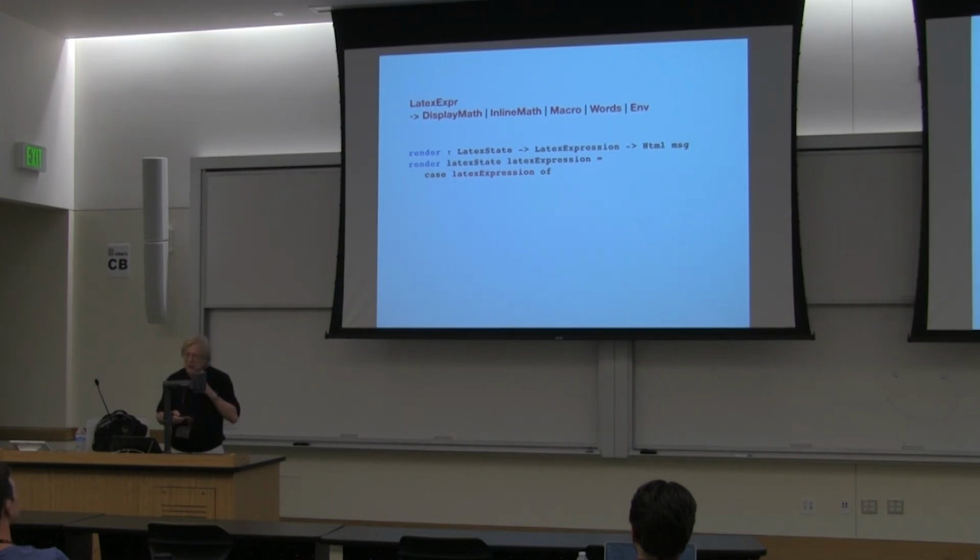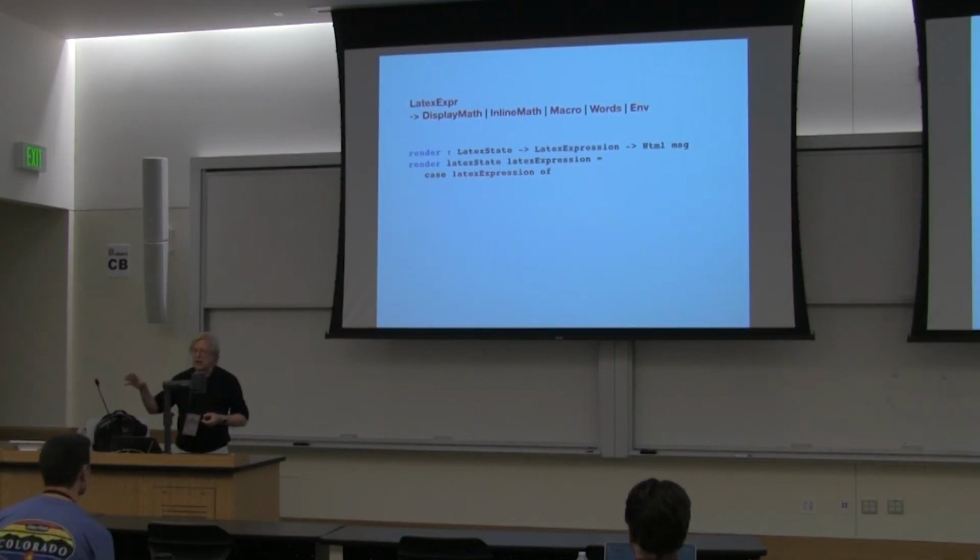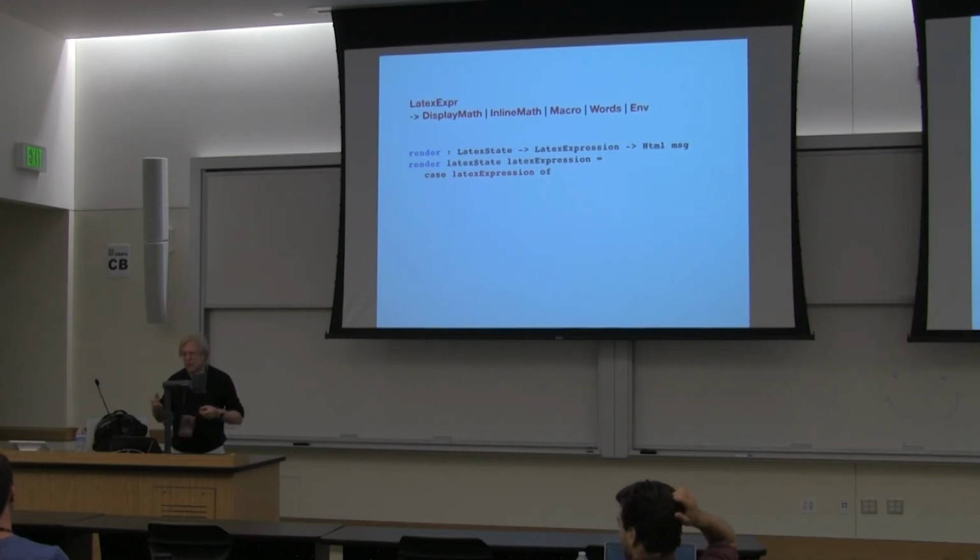Now, what about the arguments to the rendering function? The first one, LaTeX state, is something we haven't talked about. The second one, LaTeX expression, is something we've seen a lot of. That is the AST, the result of parsing. LaTeX state, think of it as a dictionary that has information gathered during parsing, information about section numbers, cross-references, etc.